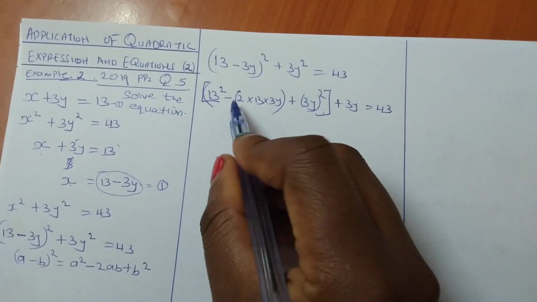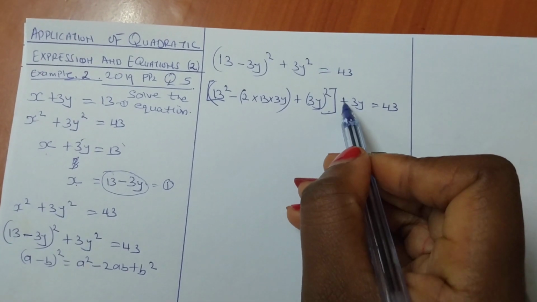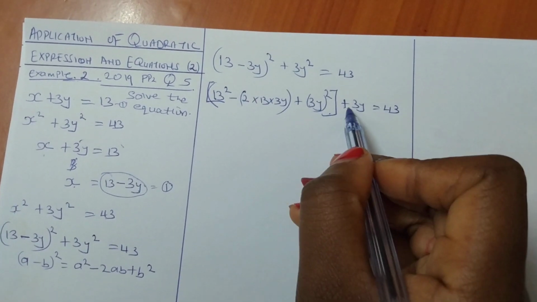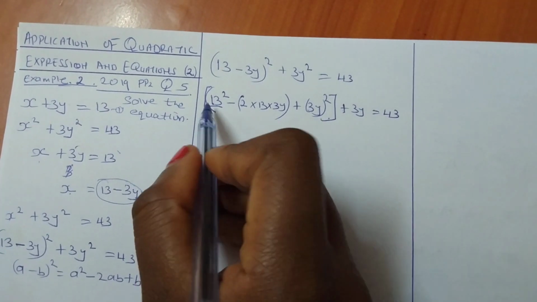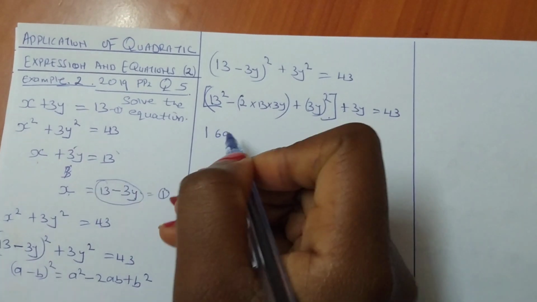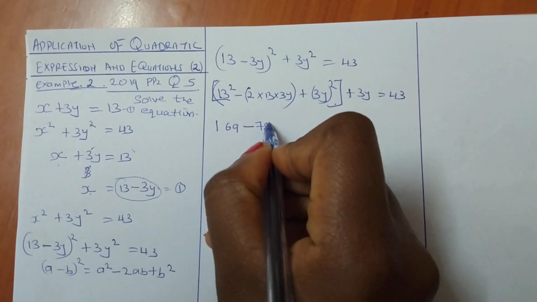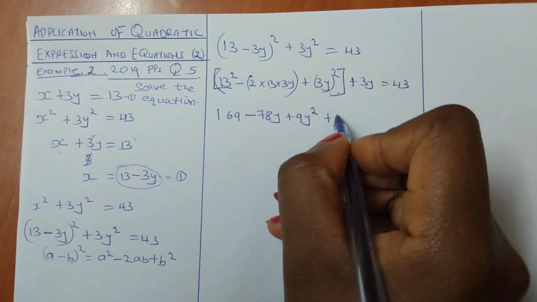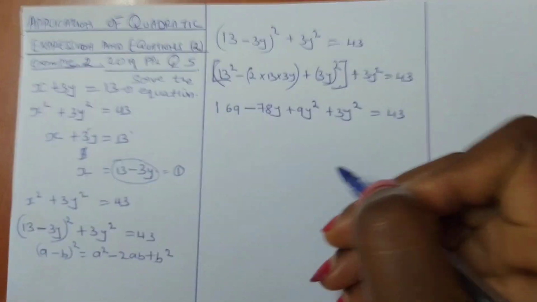I have put in the brackets because if by any chance our sign here is negative, something is going to change. But since we have plus, there's nothing much which is going to change in our equation. So expanding this, we are going to have 169 minus 78y plus 9y squared plus 3y squared is equals to 43.